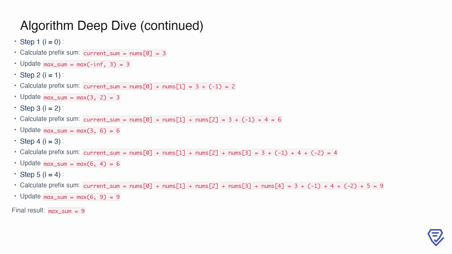At i equals 2, the prefix sum becomes nums[0] plus nums[1] plus nums[2] equals 3 plus -1 plus 4 equals 6, so we update max_sum to 6.